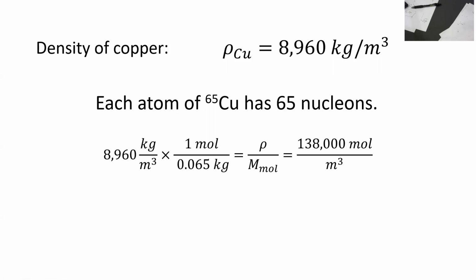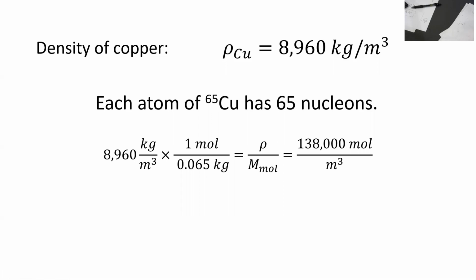Okay. Let's do some conversion here. Let's see how many moles are in this cubic meter chunk of copper. So ask how many times 65 grams right here divides into 8,960 kilograms. And that'll tell you how many moles are in that big box of copper.